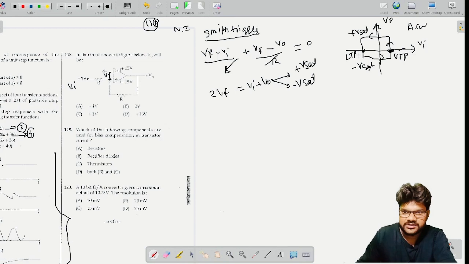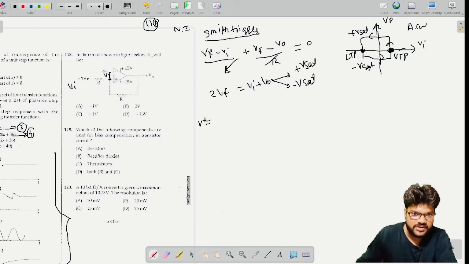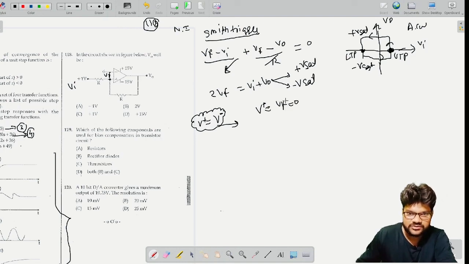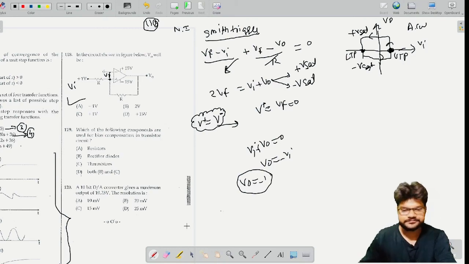So we know that at lower threshold point and at upper threshold point, where there is a transition, our V plus, that is positive terminal voltage, has to be equal to negative terminal voltage. We must know this, and if we apply this condition, then V negative is 0. So V plus, that is nothing but Vf, will be 0. So if we put Vf 0, then this is going to be Vi plus V output equals to 0. So V output is going to be minus Vi, and Vi is 1 volt. So from this, V output is going to be minus 1. So correct option will be A.